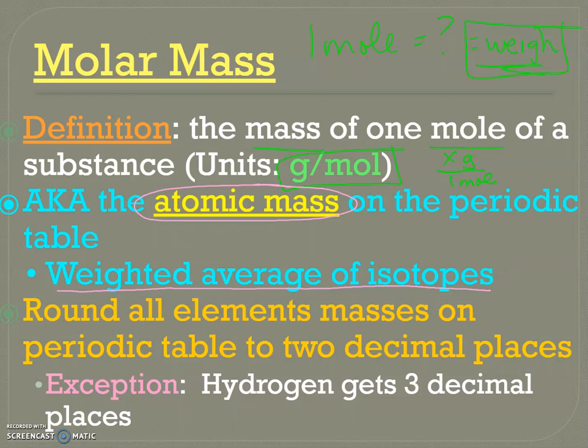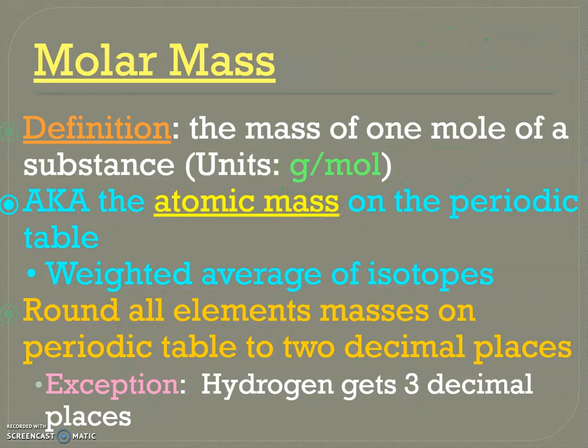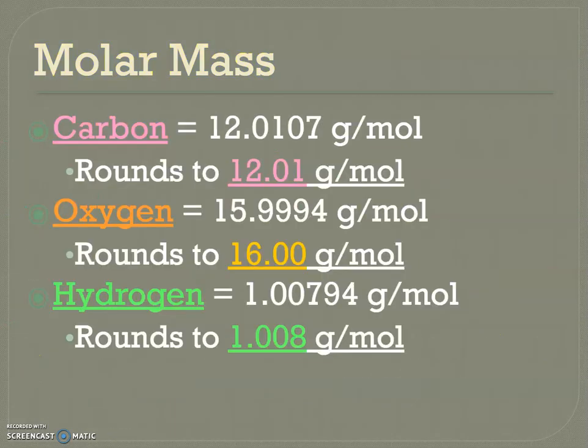When you're looking at the periodic table, you want to round all of the elements' masses to 2 decimal places. The reason is that the scales we use in class and in lab usually go out to the hundredths, 2 decimal places, so we want to make sure that we have the same number of sig figs. The only exception, the usual exception to everything that we do in class, is hydrogen. Hydrogen's going to get 3 decimal places. So please go get your periodic table, pause the video if you need to, and come back so that you can see exactly what's going on.